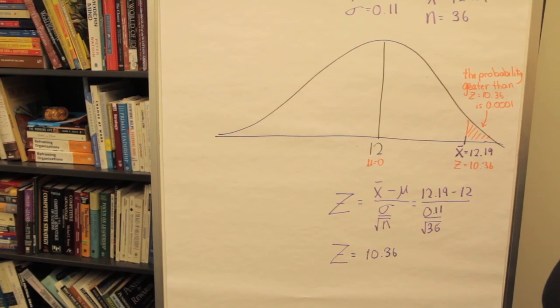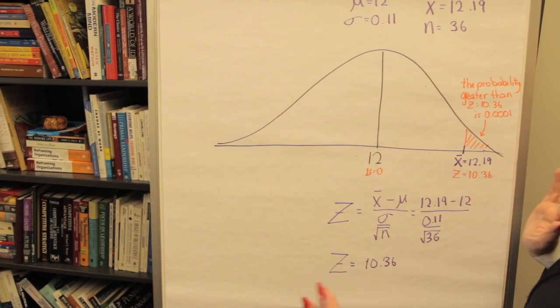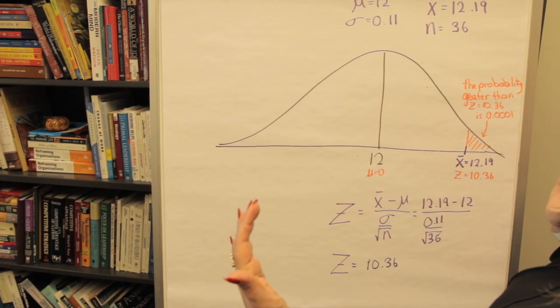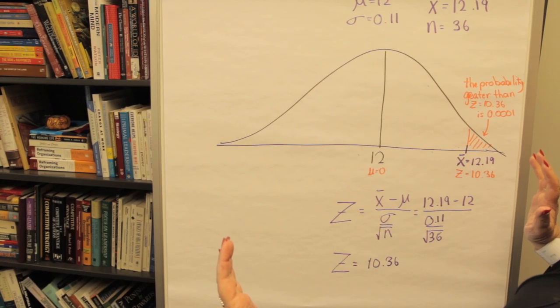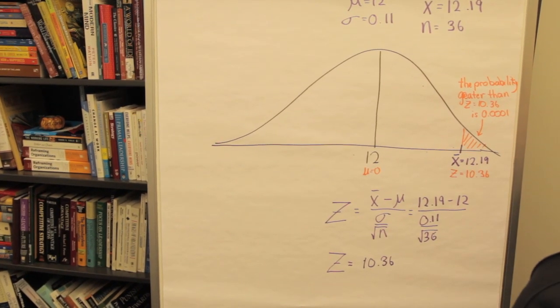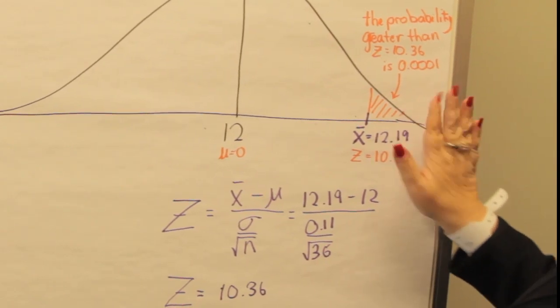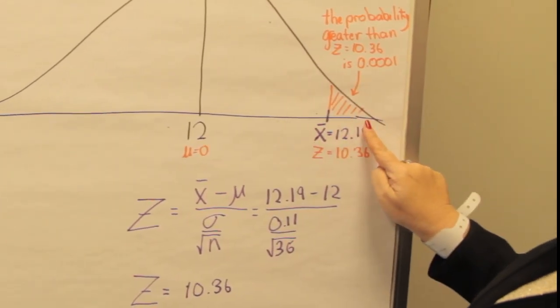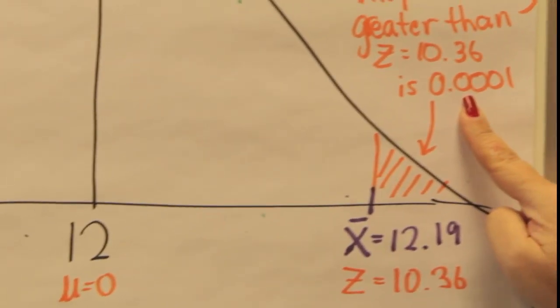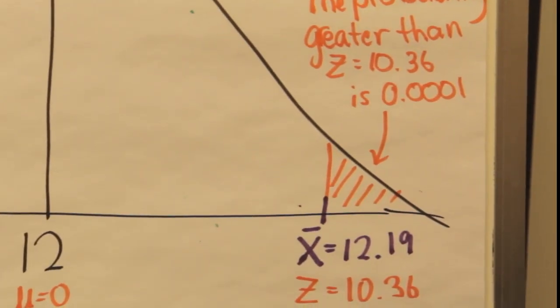We know by the empirical rule that 3 standard deviations, on either side of the mean, encompasses 99.7% of the data. So we know that a z-score of 10.36 is huge. If we're looking at the probability beyond 10.36, on the table we get a value of 0.0001. That's all for now. Try some homework.